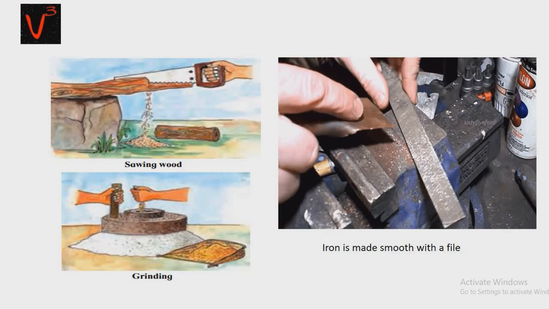Similarly, while grinding, this you have seen. When you put the seeds inside the grinder and it is ground, what do you get? You get small particles. So that is, when iron or copper is made smooth with a file, you get small particles of iron or copper. So now you can understand that all the solid substances are made up of tiny particles.